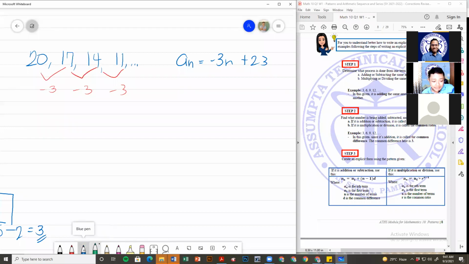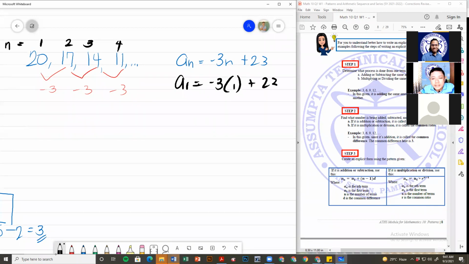Okay, let's try the first term. Always remember there are always 1, 2, 3, 4 onwards there. Those are the number of terms. So let's substitute a sub 1. A sub 1 is equal to negative 3 times 1 plus 23. So that becomes negative 3 plus 23, and that is 20. Perfect. For the first one, check.